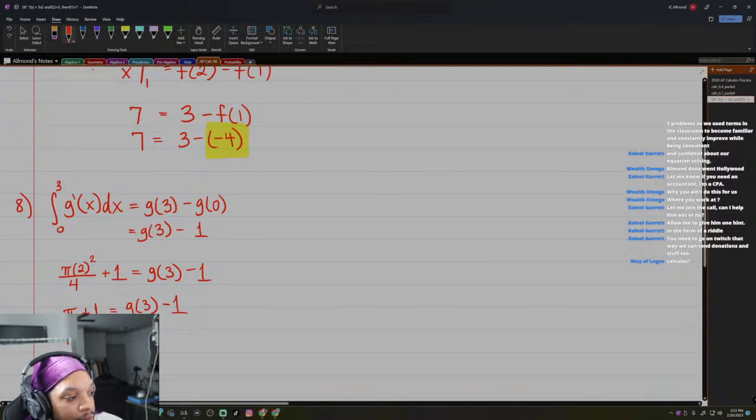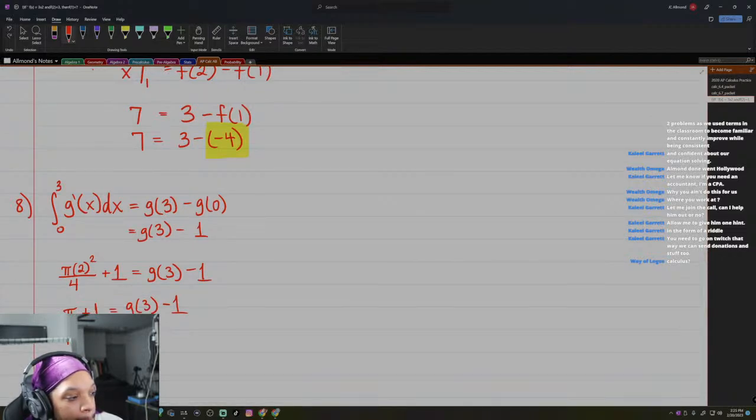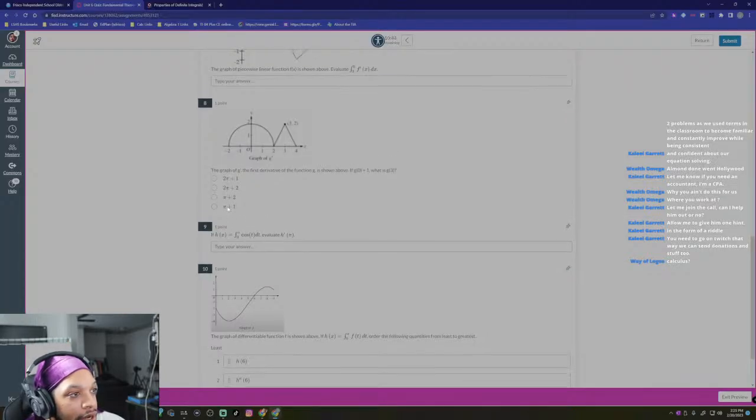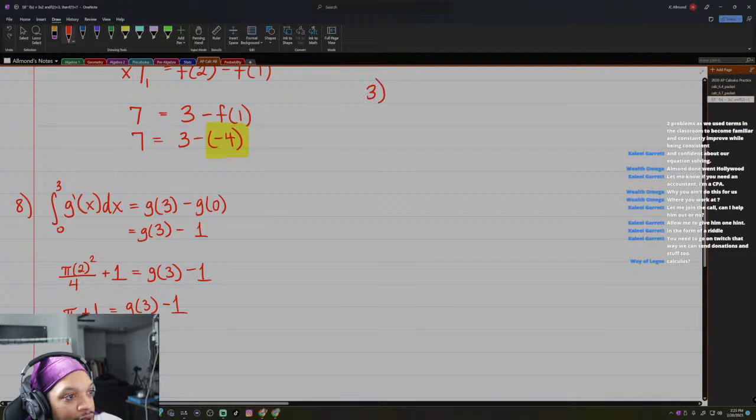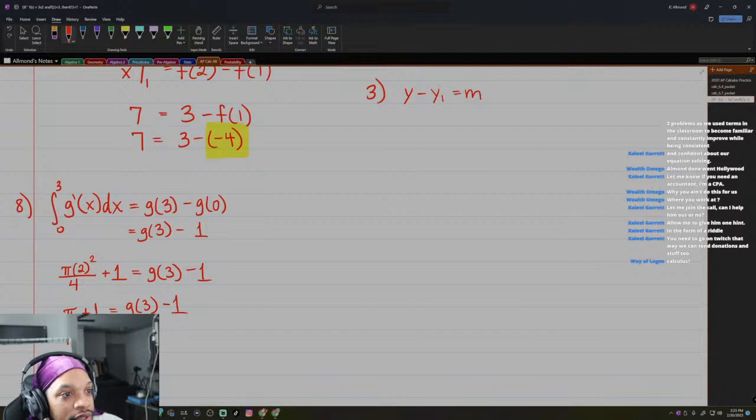And what about the point slope, the tangent line equation? Number 3. Okay, so in general, we had to know that the equation of a line is y minus y1 equals m times x minus x1. And x1 and y1 are just a point on the function, and then m is the slope of that line. Remember, this is the equation of a tangent line.